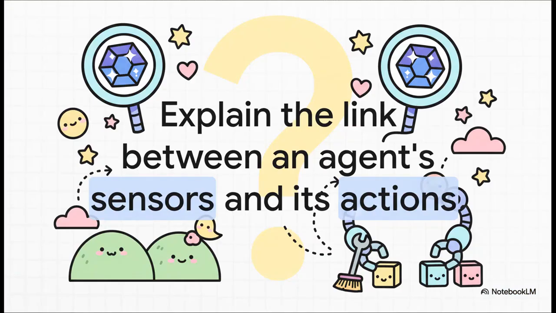All right, let's test this out. Here's a question you might actually get on an exam. Using an example, explain the relationship between an agent's sensors, its environment, and its actions. So how would you tackle that? You'd want to say something like, the sensors are what allow the agent to gather information from its environment, and that information is what directly tells the agent which actions it should take in that environment to best achieve its goal. See how they all connect?